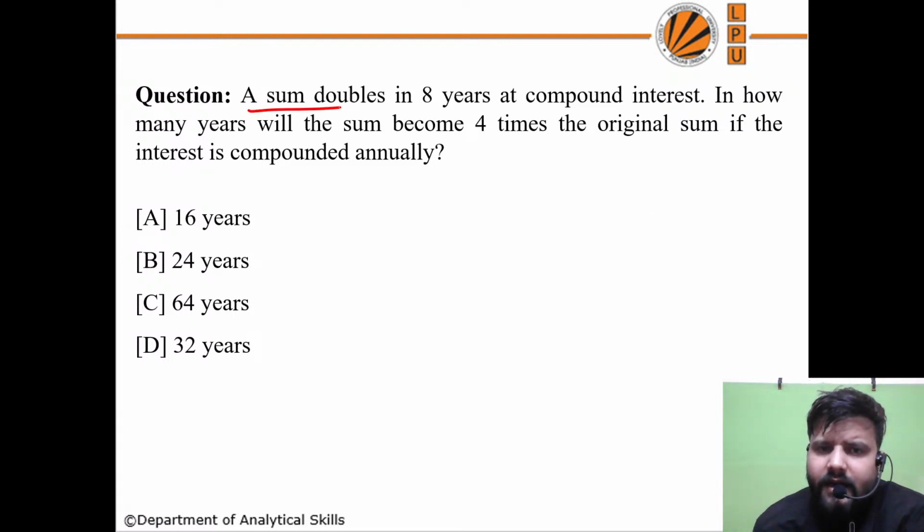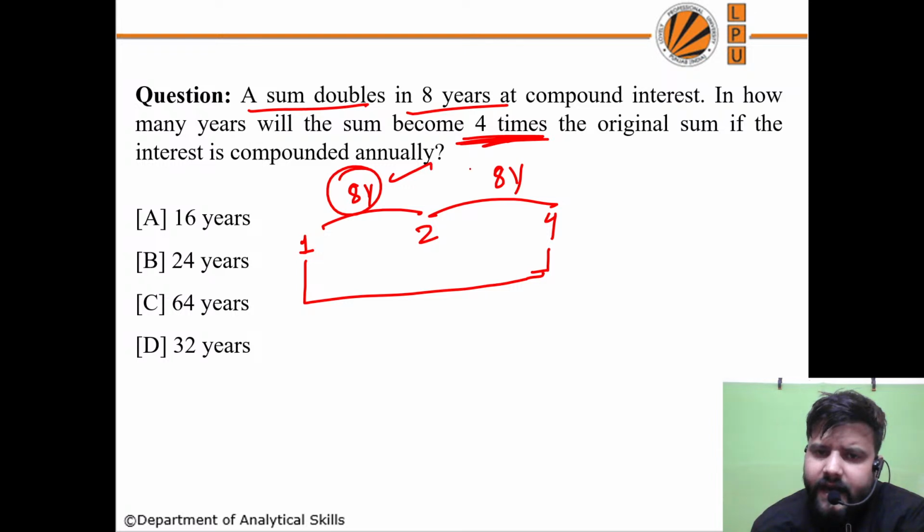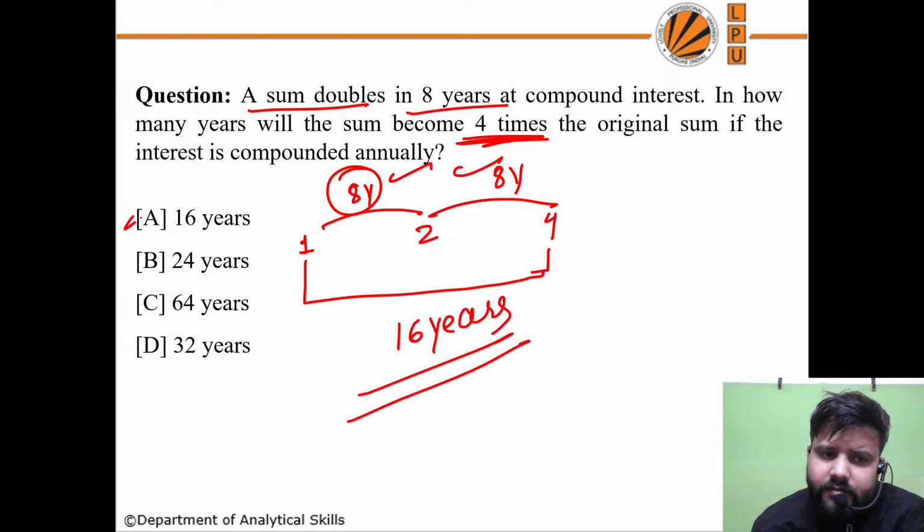The question says a sum doubles in 8 years. It means from 1 to 2 the sum becomes in 8 years. So the sum will double after every 8 years. So again it will double, so it will become 4 times. In how many years? Again 8 years. So the question is asking in how many years it will become 4 times. How much time will it take to go from 1 to 4? It is taking 8 years and 8 years. So a total of 16 years. So the answer for the question is option A.